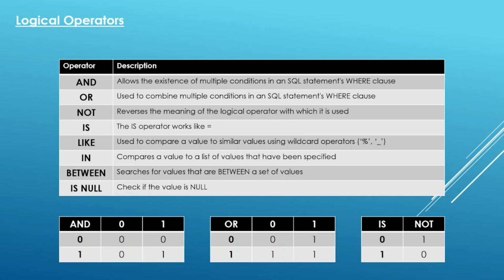The IS operator works more like equal to. LIKE is used in combination with a wildcard character so that you can do a partial string match. The IN operator is used when you want to compare a list of values and fetch data with more than one value being satisfied. BETWEEN is when you want to search data within a range of values, and IS NULL is used to check if the value is null or not.